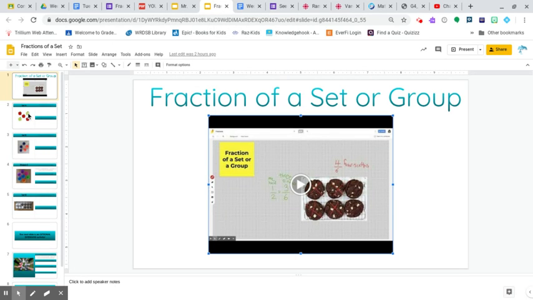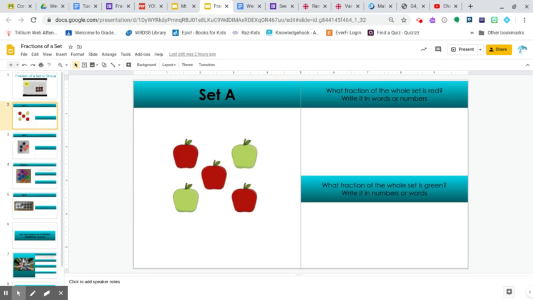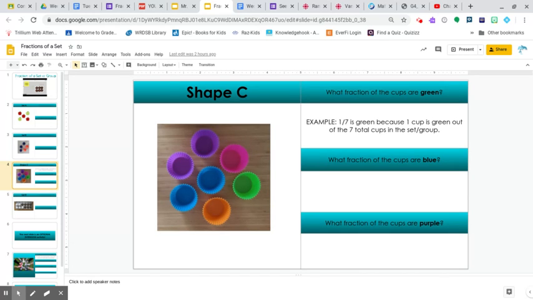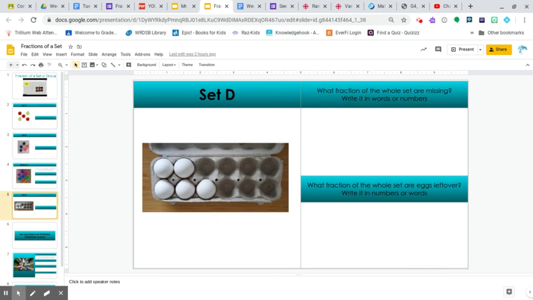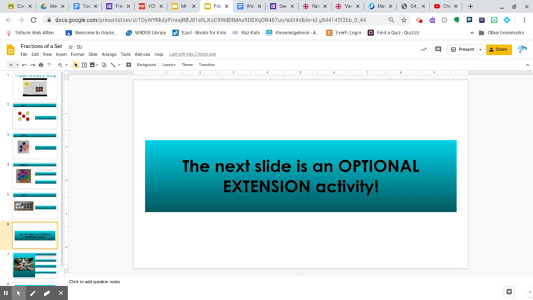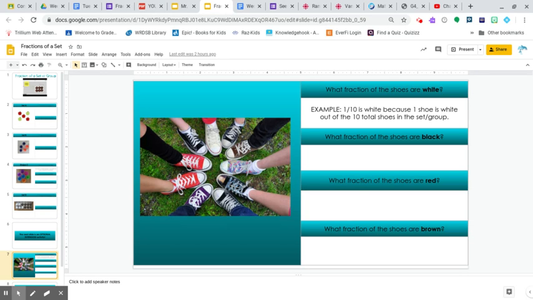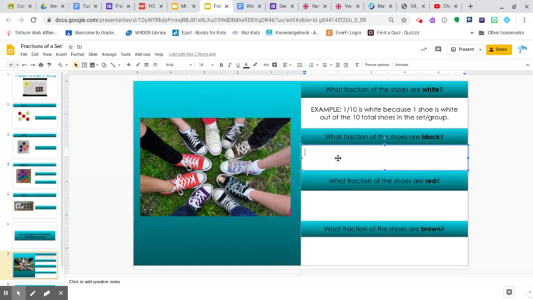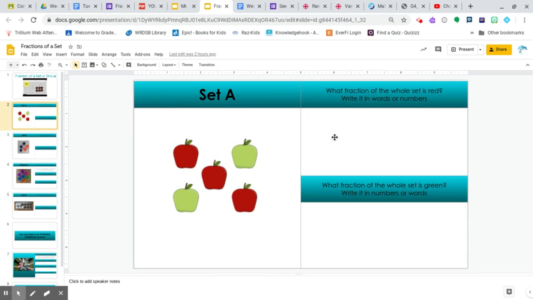And you're just going to fill in some of the questions that she asked. And again, very simple, but there is an optional extension activity if you would like. So you would type your answers in here, and same thing with here, you type your answers right in there.